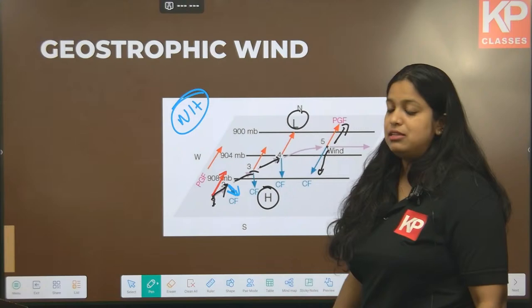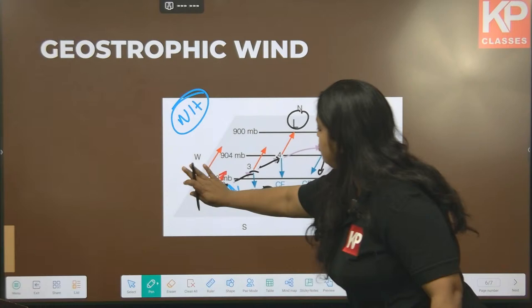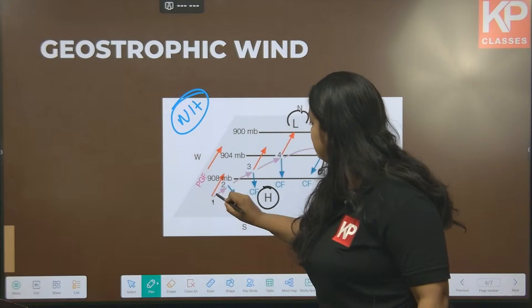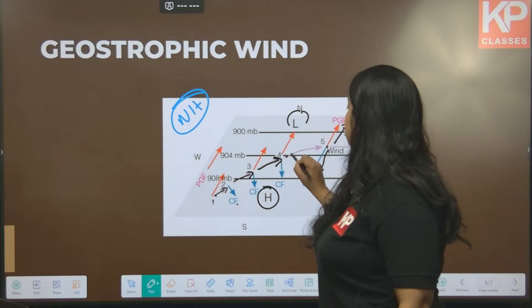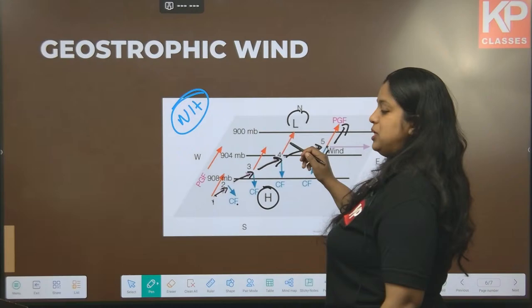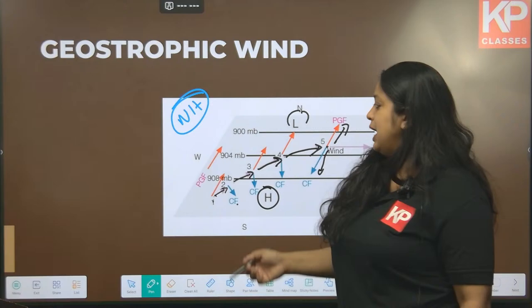Hence, from this particular point to here, from location 1 to location 5, you can see that this arrow keeps on increasing. That means this defines the direction and the magnitude. Because of variation in Coriolis force and pressure gradient force, there is a net change in the force present over there, and because of that net change in force, the wind will keep on speeding up.